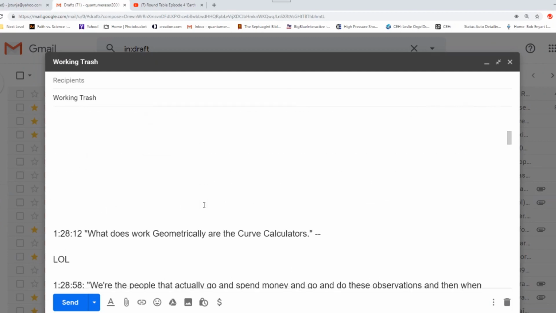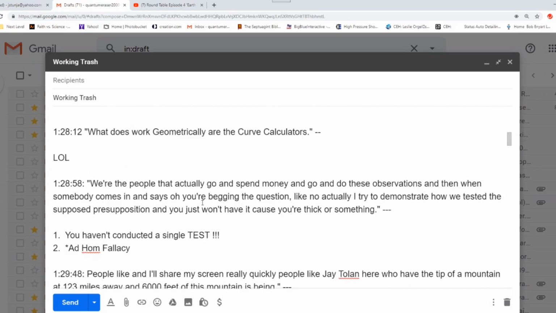Anything? 128.12. What does work geometrically are the curve calculators. Yeah. You want any of this? Yeah, absolutely. It's just bullshit.